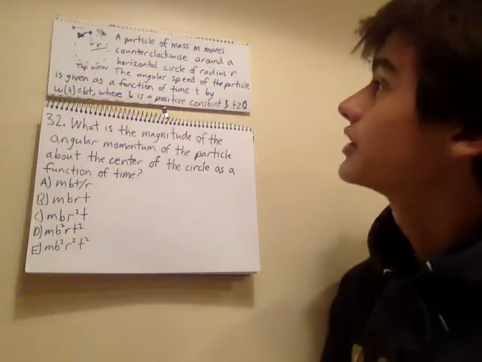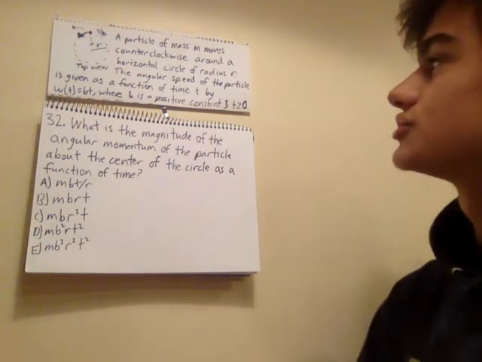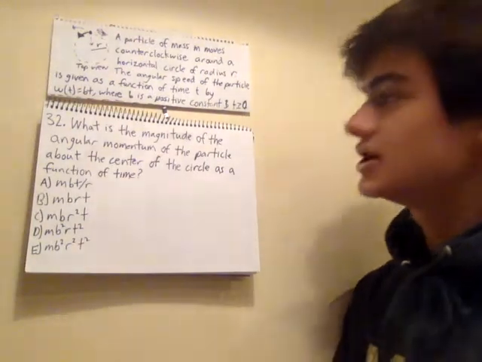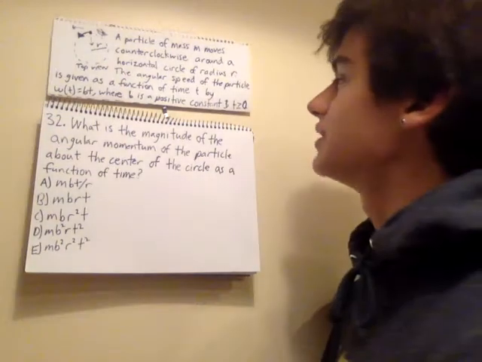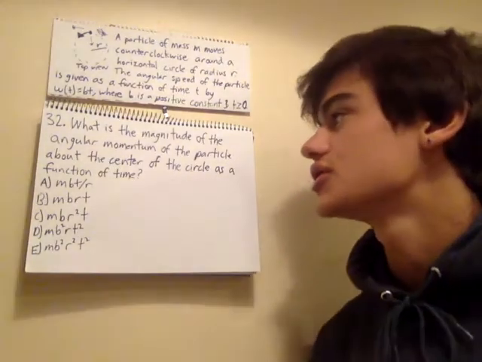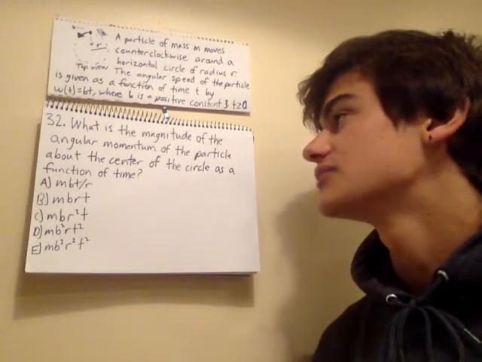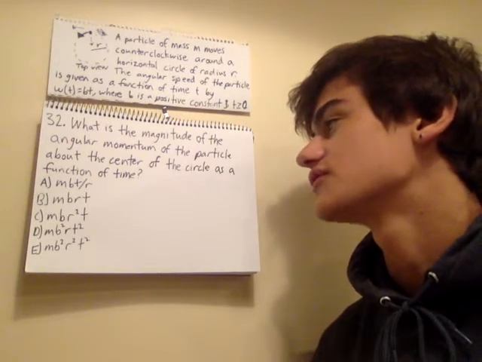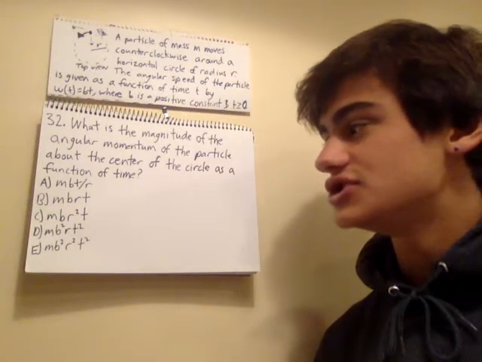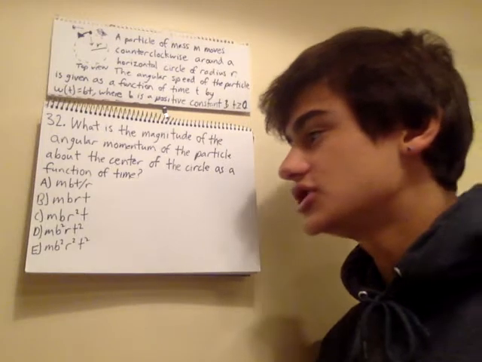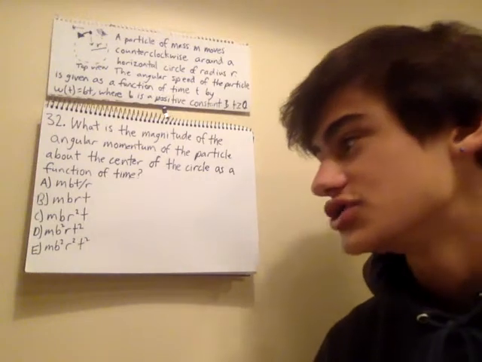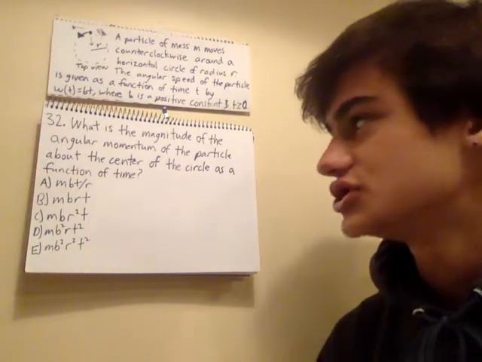A particle of mass m moves counterclockwise around a horizontal circle of radius r. The angular speed of the particle is given as a function of time t by this equation, where b is a positive constant and t is greater than or equal to 0. So problem 32 asks us, what is the magnitude of the angular momentum of the particle about the center of the circle as a function of time? The answers are A, mbt over r; B, mbrt; C, mbr squared t; D, mb squared rt squared; and finally E, mb squared r squared t squared.